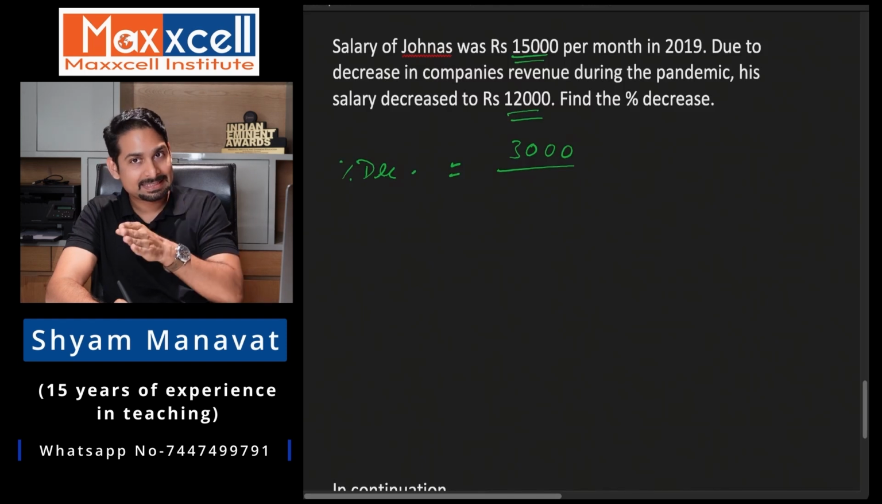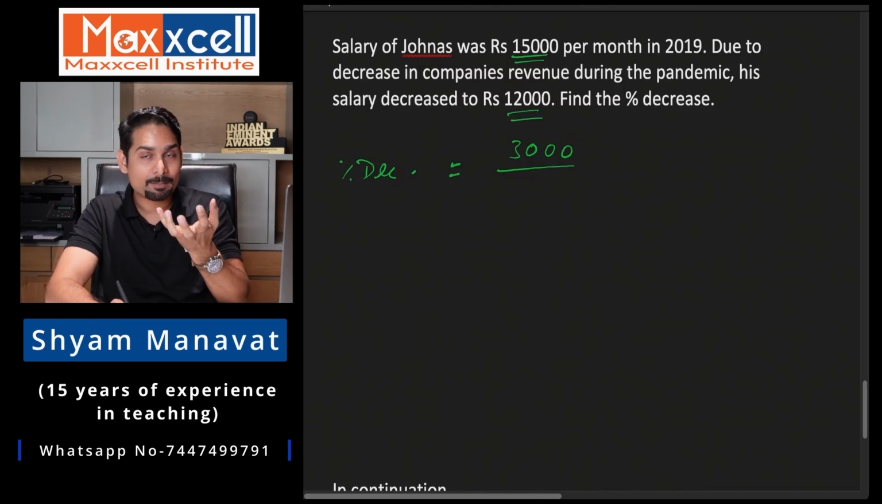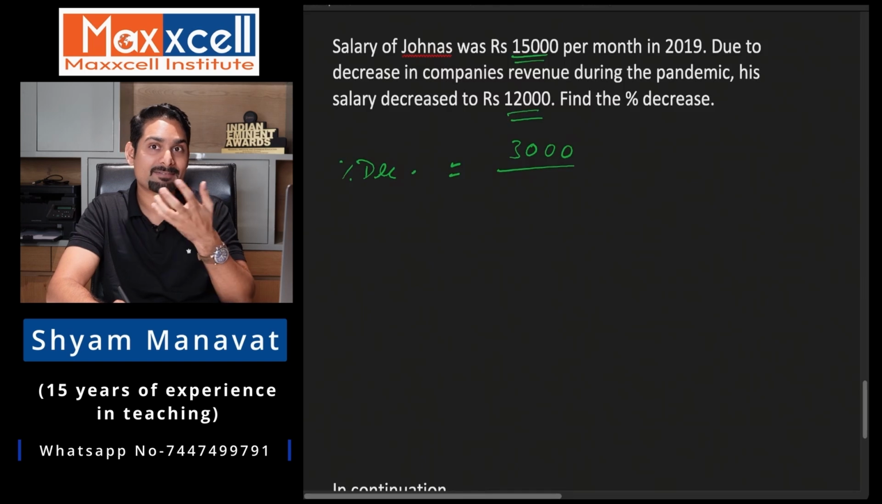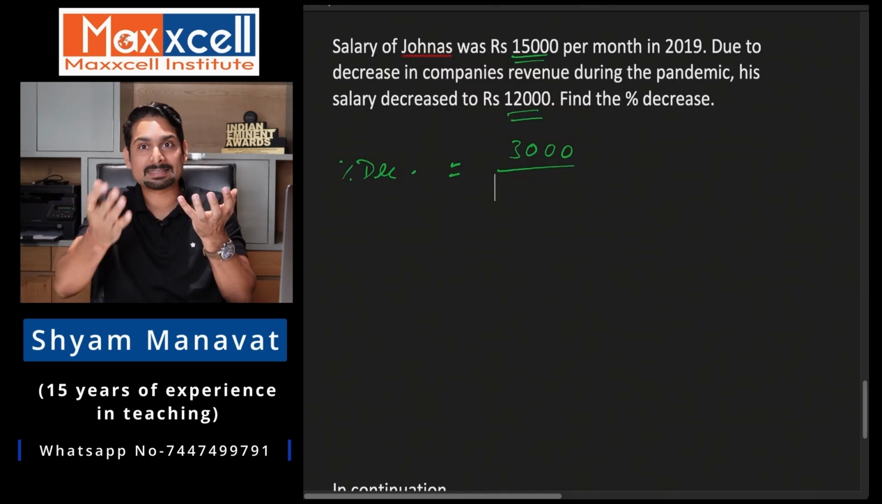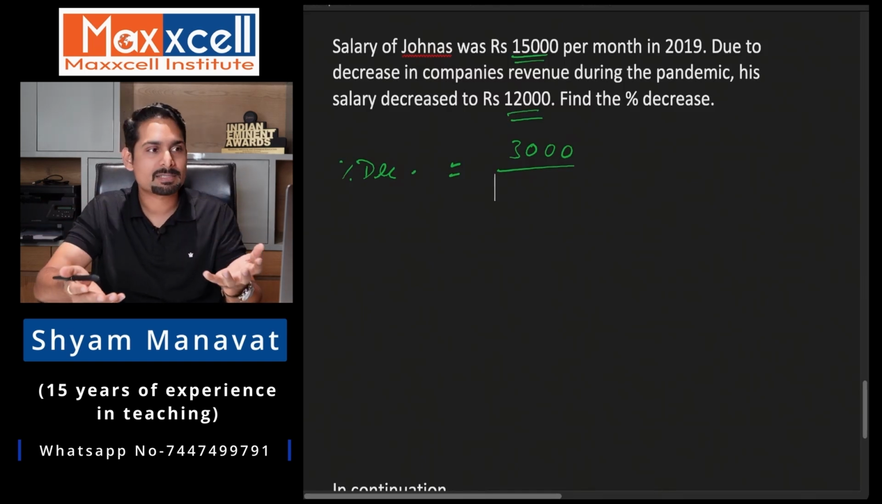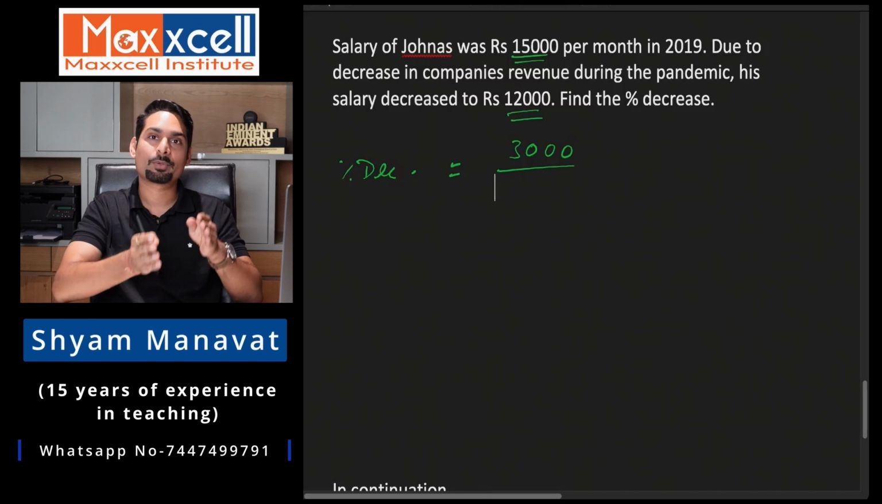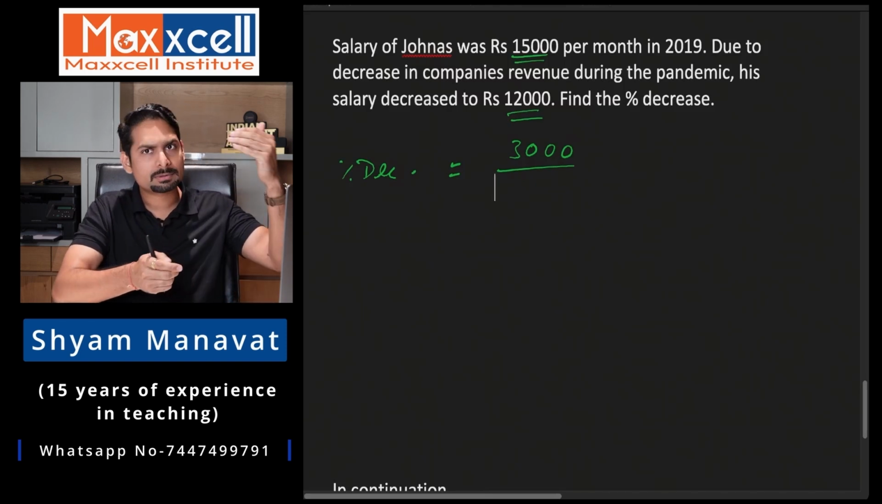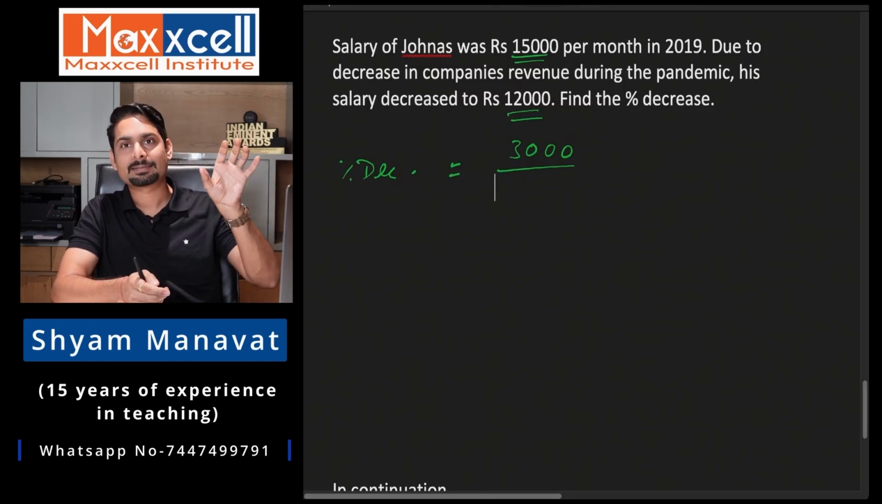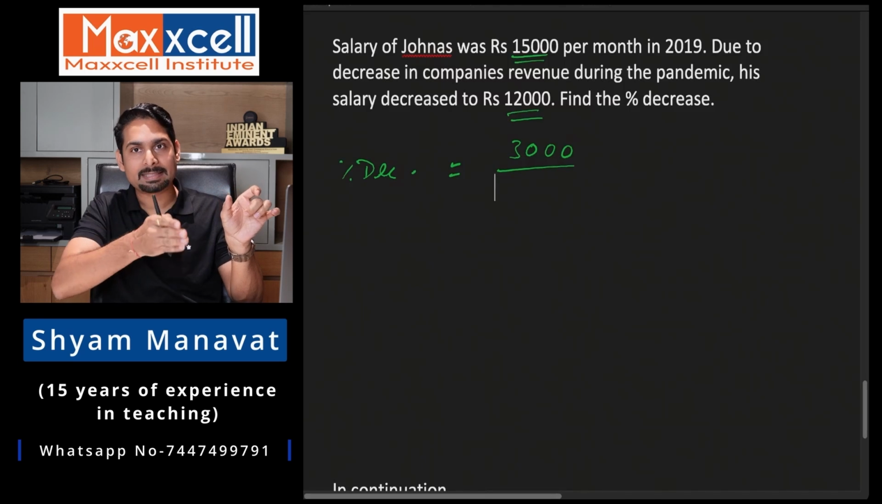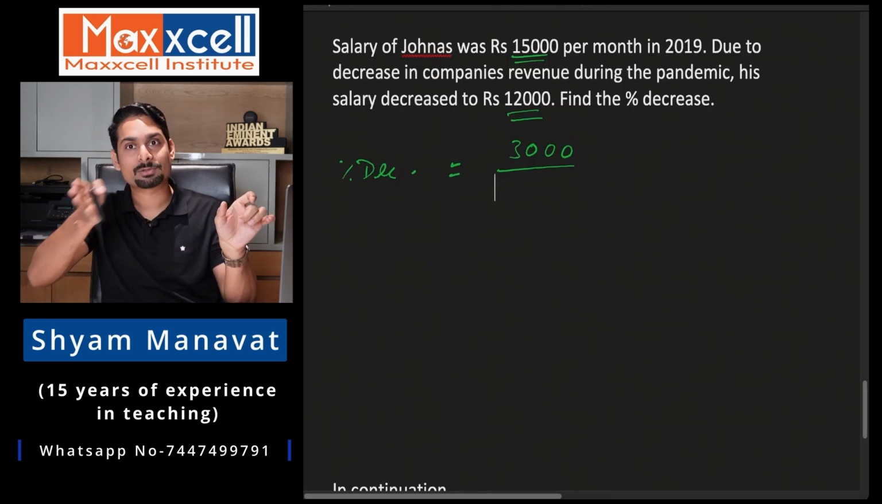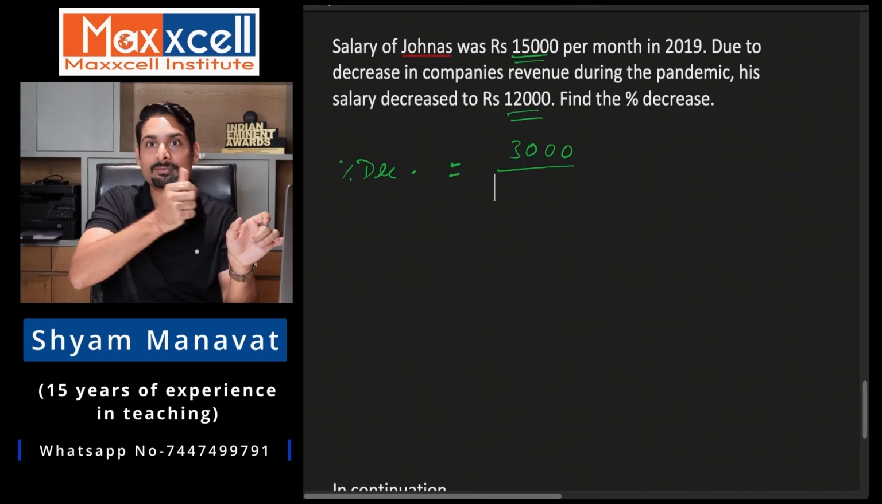You are decreasing the value. You are comparing with your base value, which is 15. From 15 it has decreased. So you can say the base value is 15. Or you can also understand that in 2019 the salary was 15,000. Later the salary became 12,000. So initially it was 15,000.